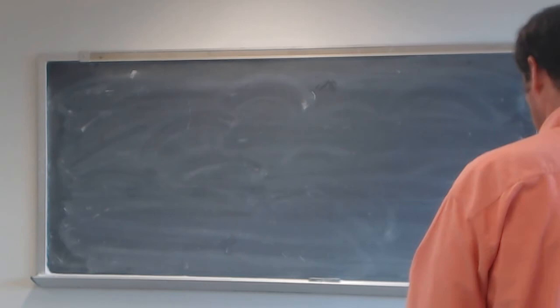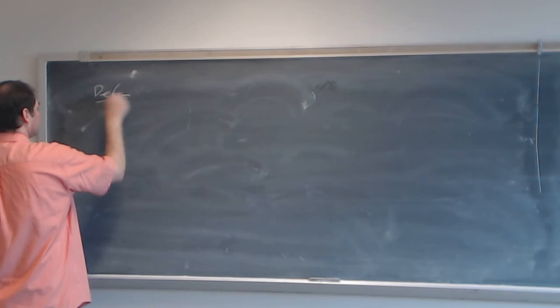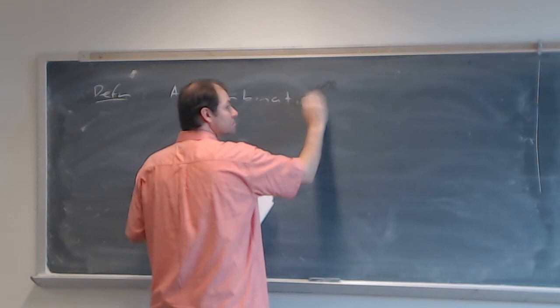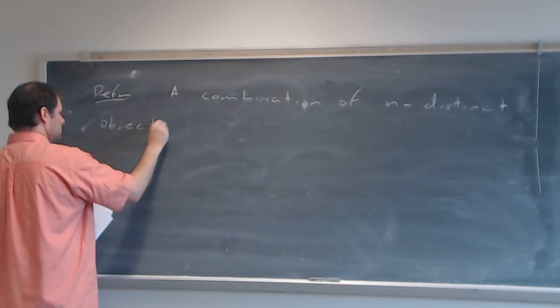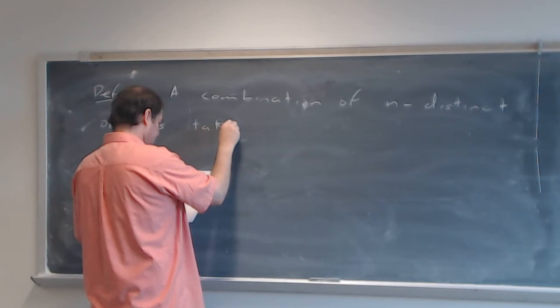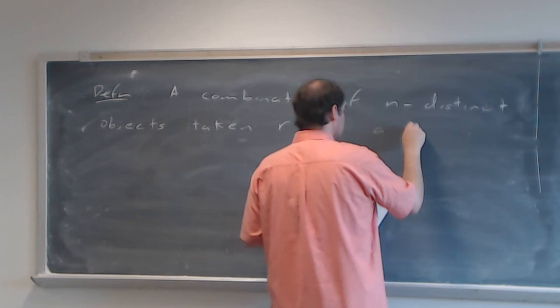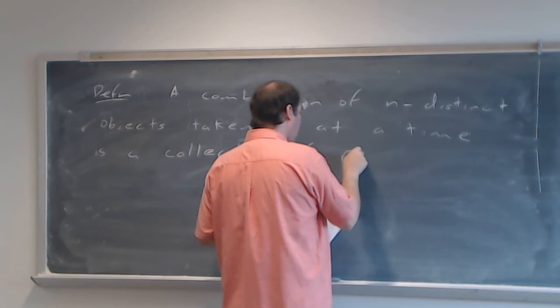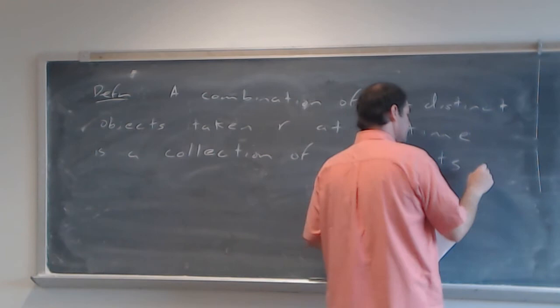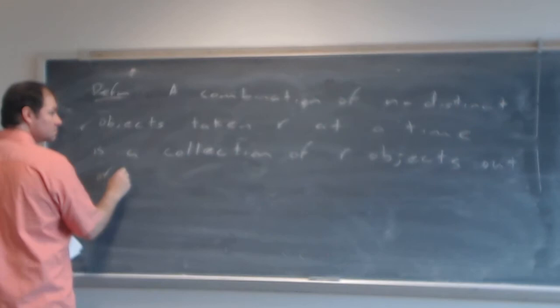Next thing I want to cover is what a combination is. As a definition, a combination, where we're talking about having N distinct objects but I'm going to take R at a time, is a collection of R objects out of the N distinct objects.